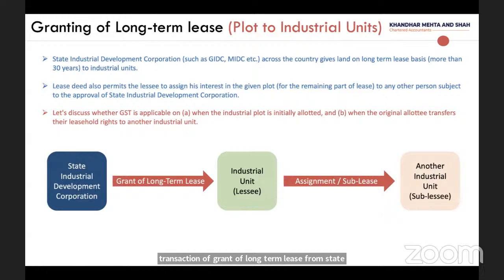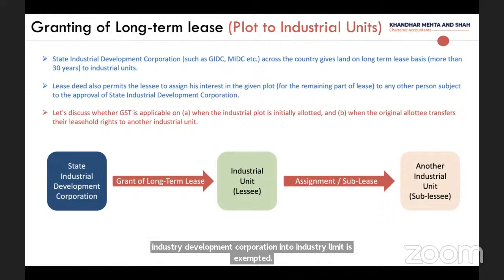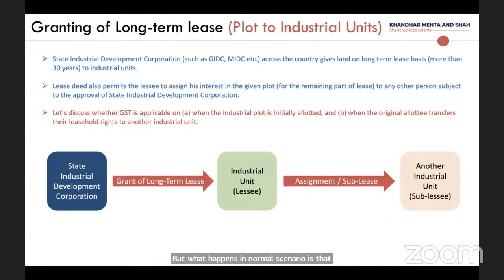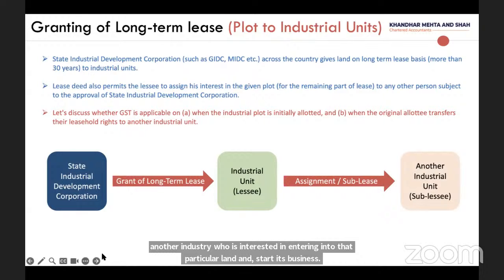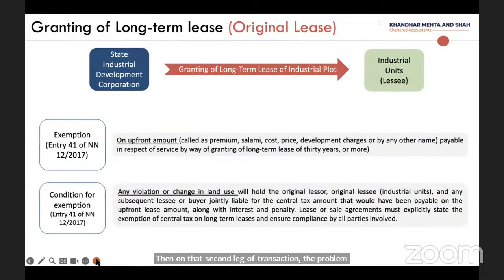exempted. But what happens in a normal scenario is that industrial units may not want to continue after 10-15 years, and they want to assign that particular land, that long-term lease, to another industrial unit that is interested in entering that land and starting its business. Then on that second leg of the transaction, the problem of taxability is occurring.